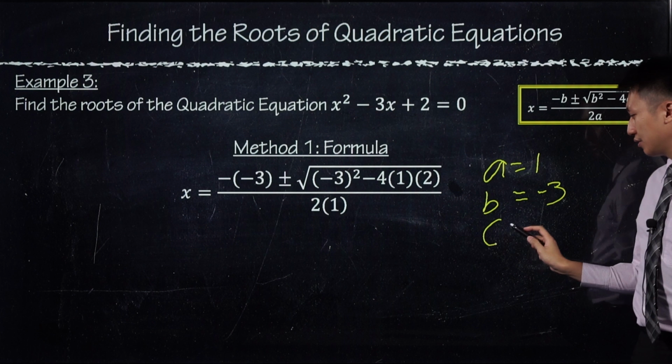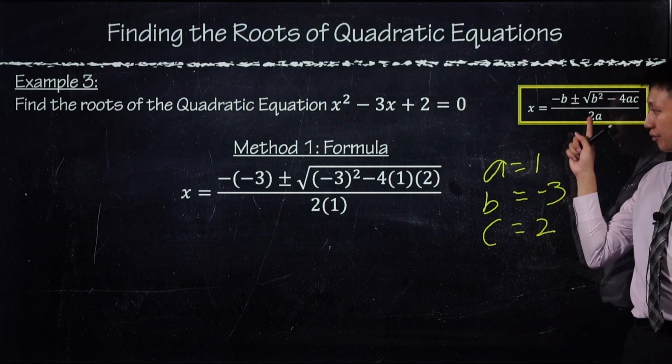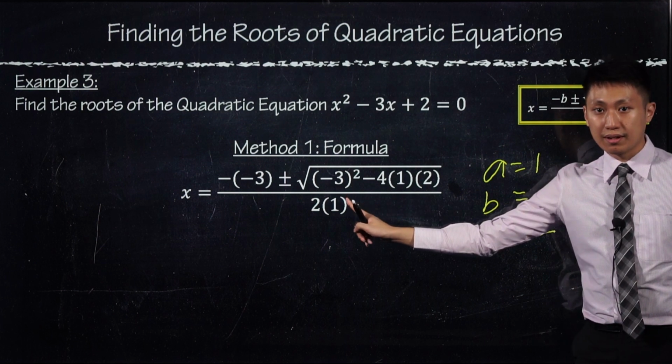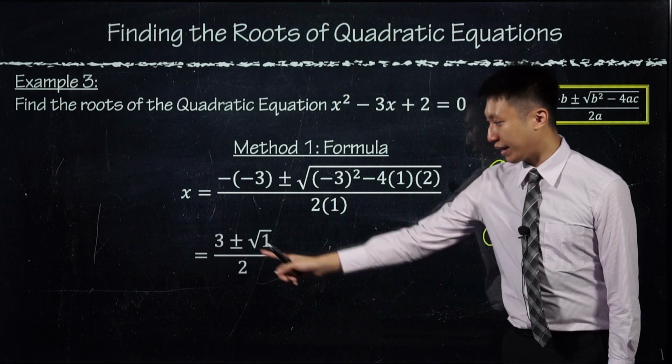C is equal to 2. That's why I substitute everything here into here, and I get this one, right? Okay, I get this one. And I calculate, then I get this one.